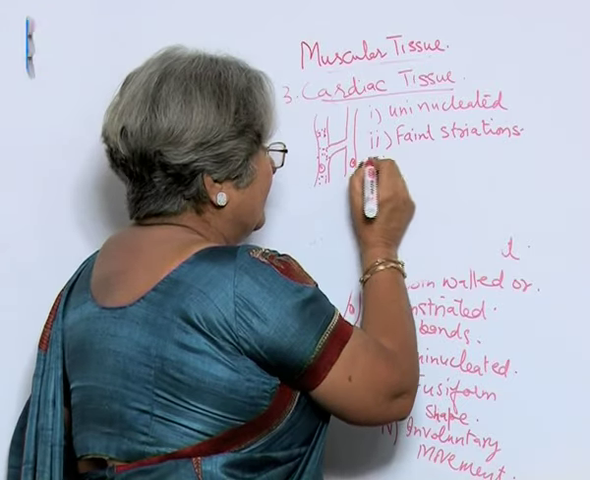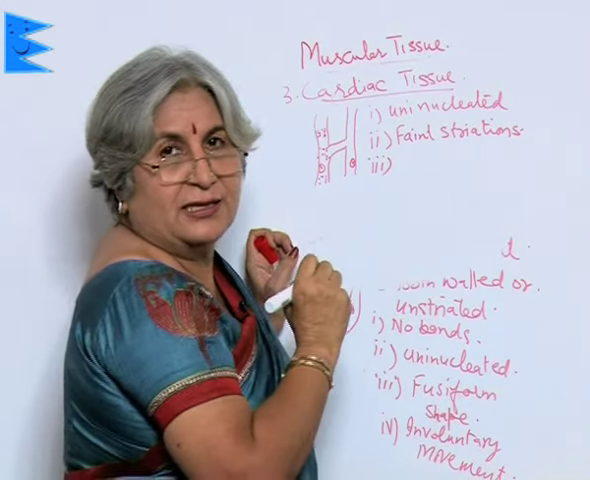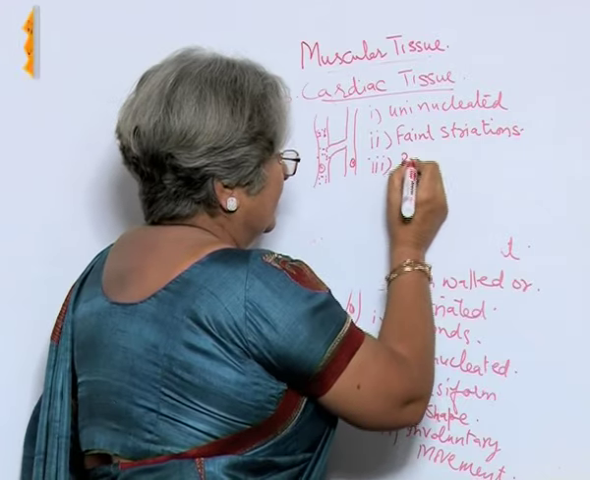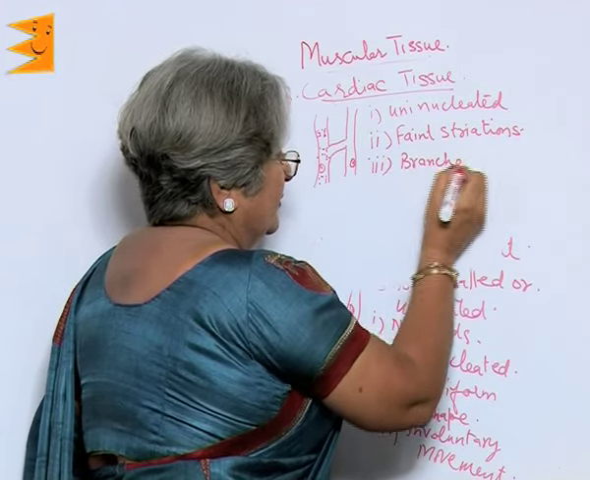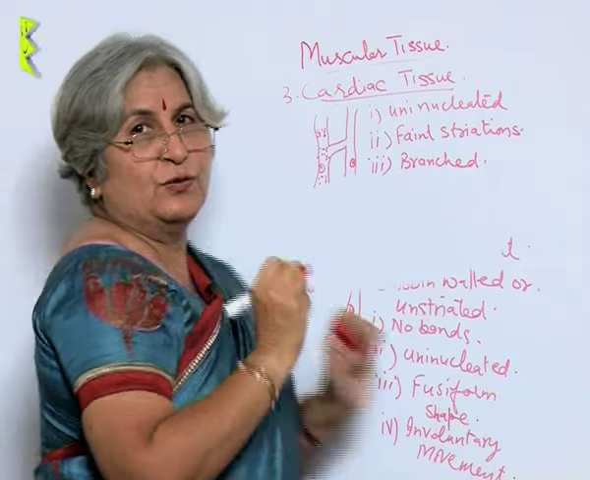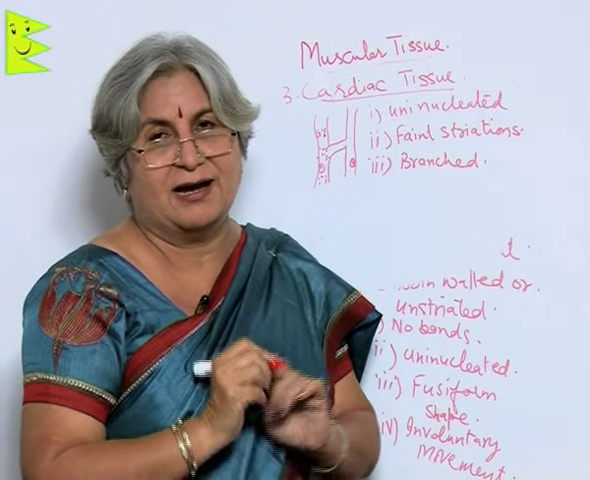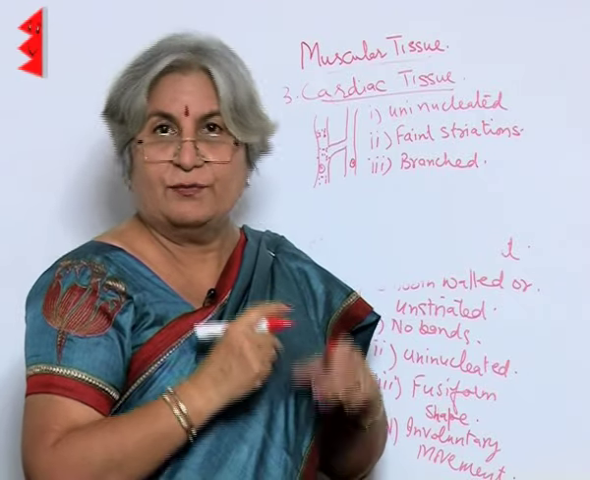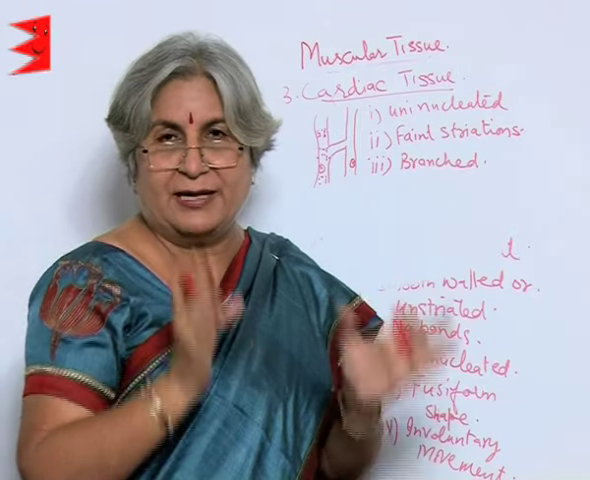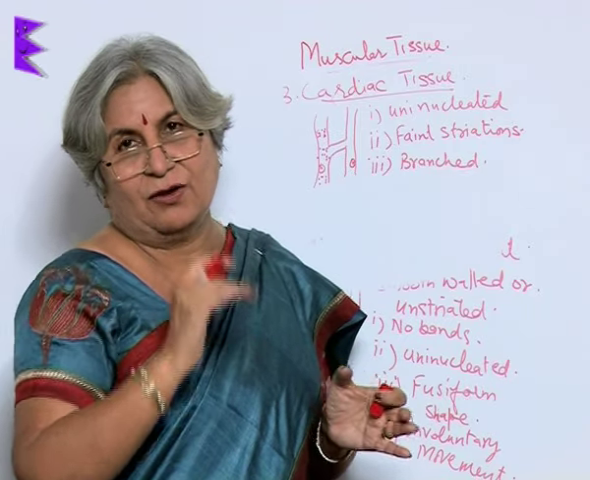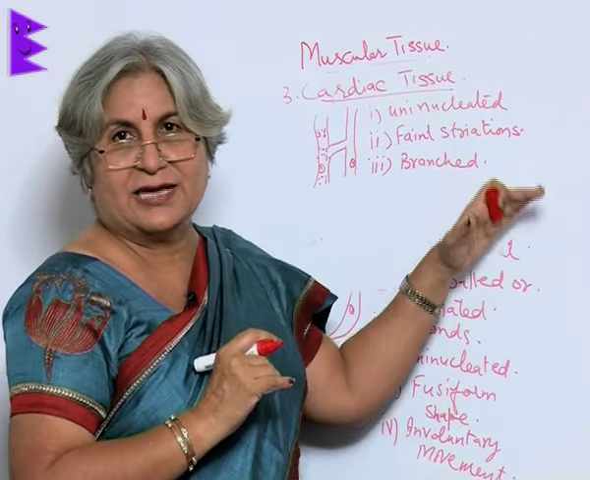And the distinguishing feature of cardiac tissue is that it is branched. Both smooth walled and striated muscles are unbranched. To remember it better, you can make a table and you can write down all the characteristic features just as we are showing you.